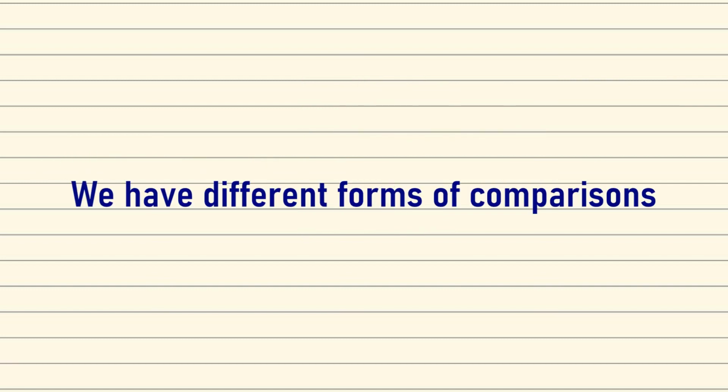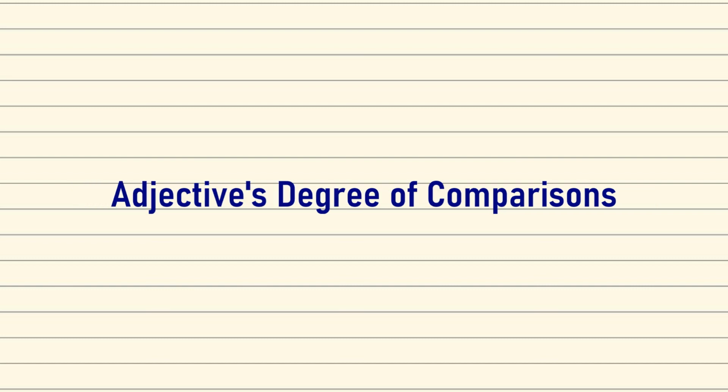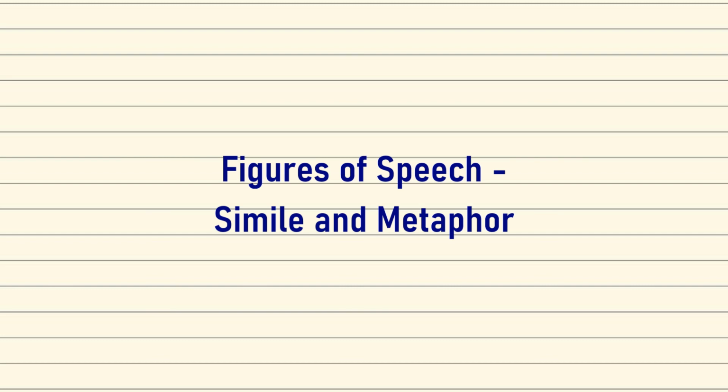In the English language, we have different forms of comparisons. We have the degree of comparison in adjectives such as strong, stronger, and strongest. That's a form of comparison. Whereas in figures of speech, another form of literary device, we have similes and metaphors. So similes and metaphors also show comparison between two different things.